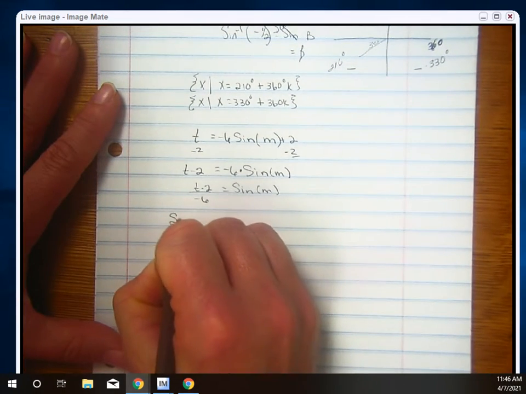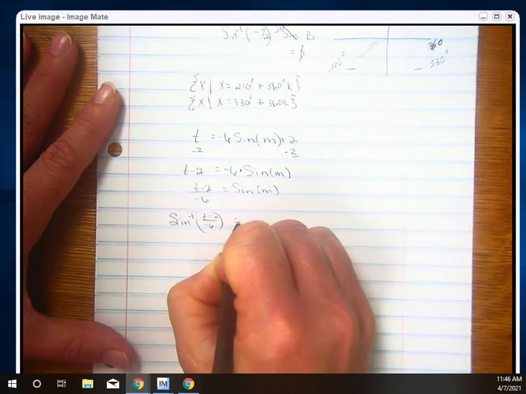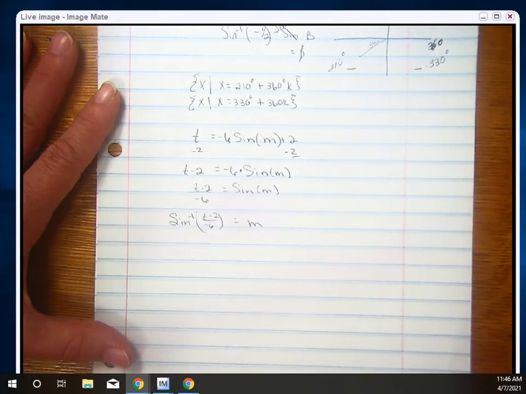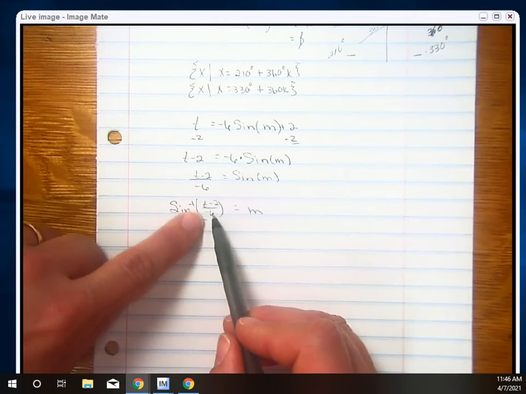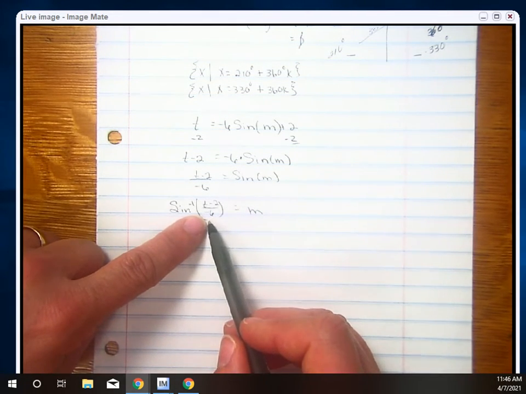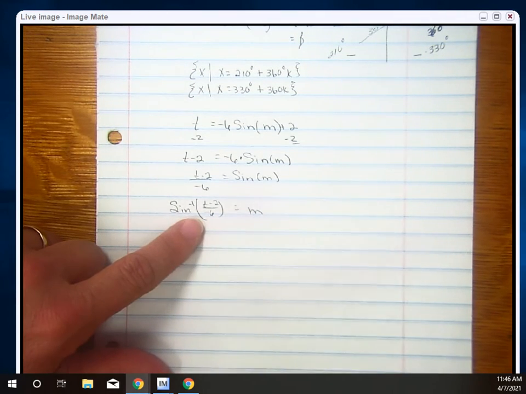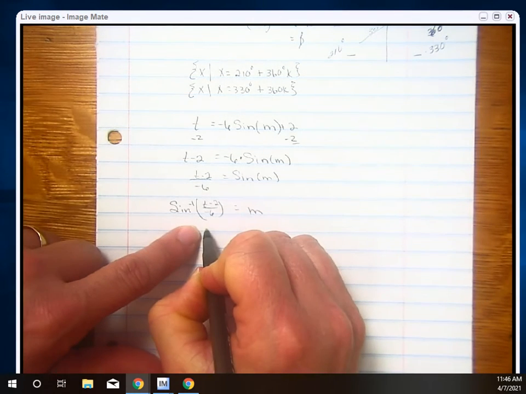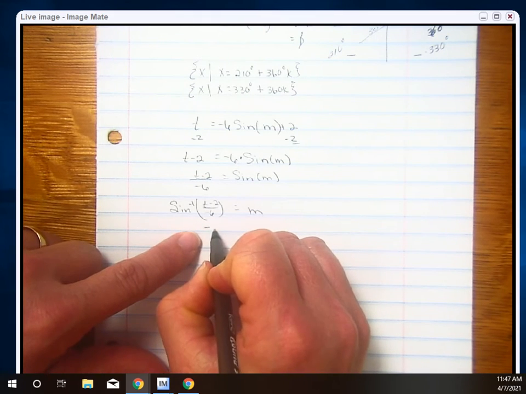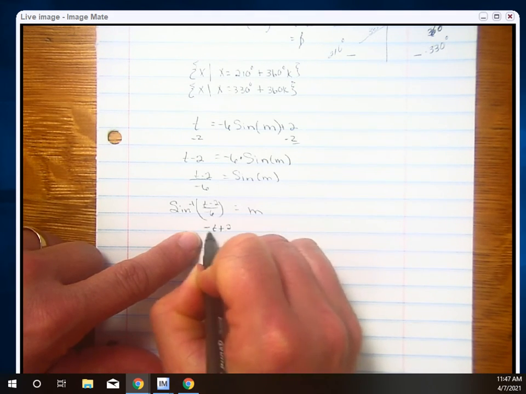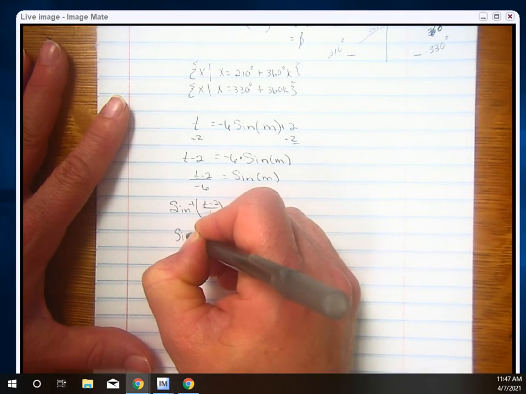So now you're going to do the arc sine of your t minus 2 over negative 6 equals your M. And I am not real picky with this being divided by a negative 6. When you get into more advanced classes, your professors may want you to divide that negative out and do the negative t plus 2 over a positive 6. So just keep that in mind.